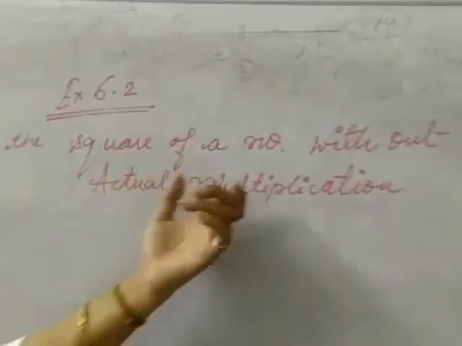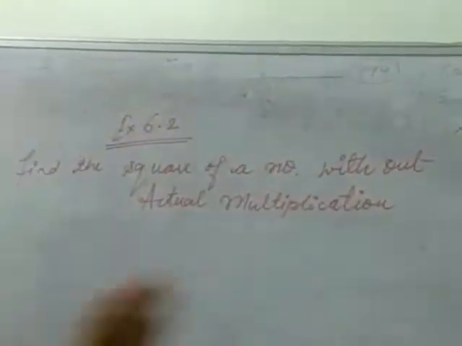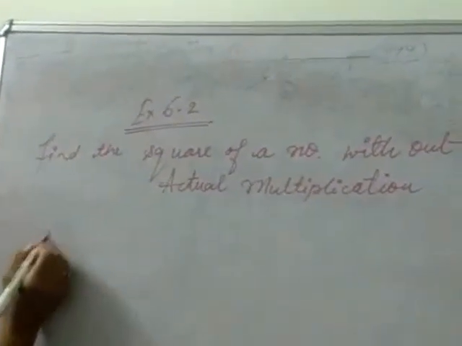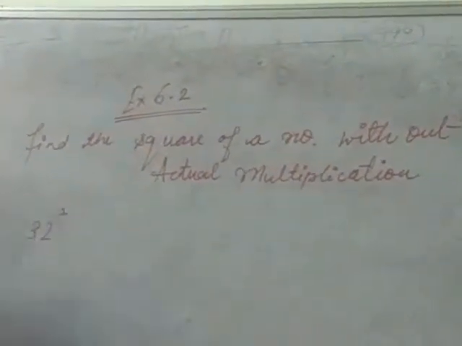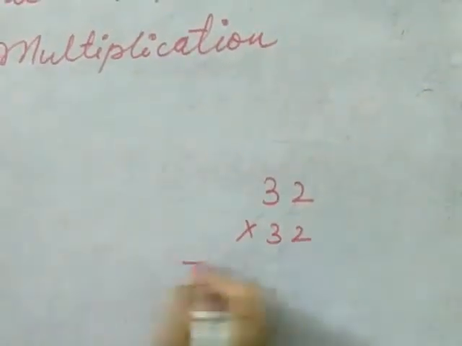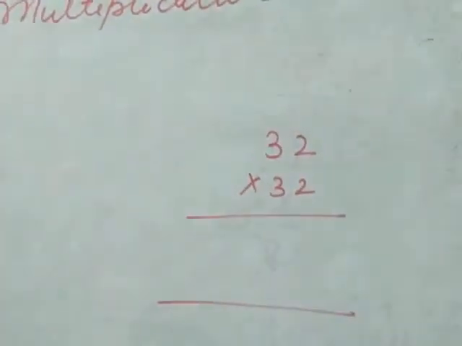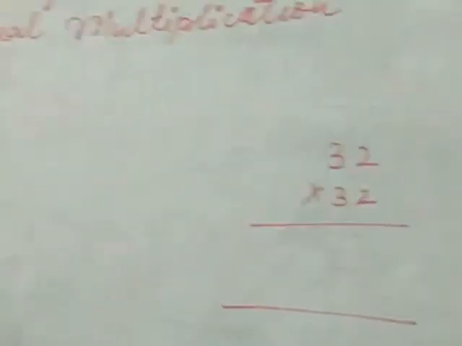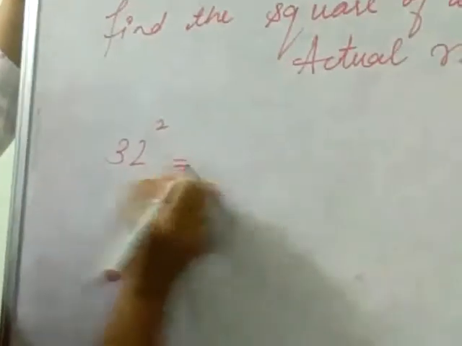Today's main topic is how to find the square of a number without actual multiplication. Suppose I have to find 32 square. If we don't know this method, what would we do? The square is the number multiplied by itself, that is 32 into 32. Now this is a very time-consuming, tedious process, so we are going to simplify it.